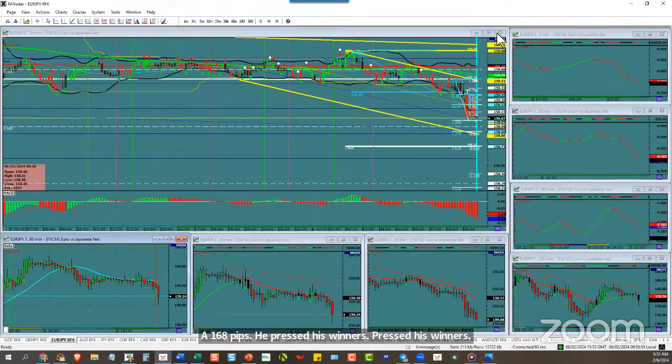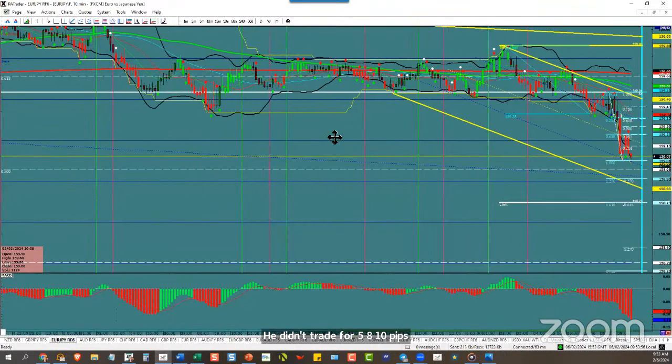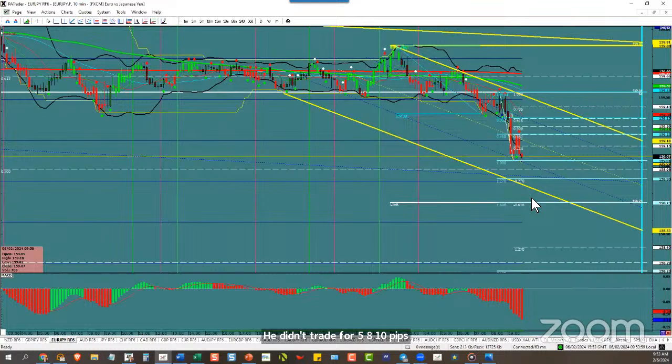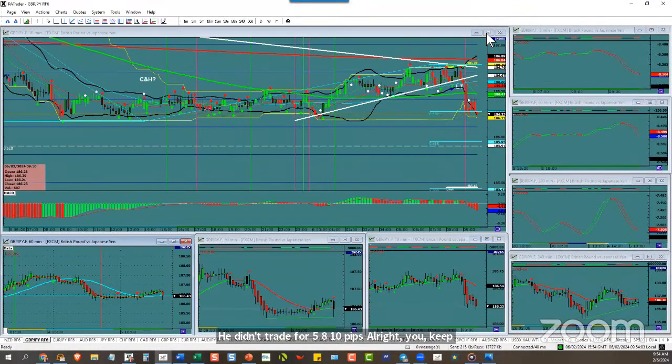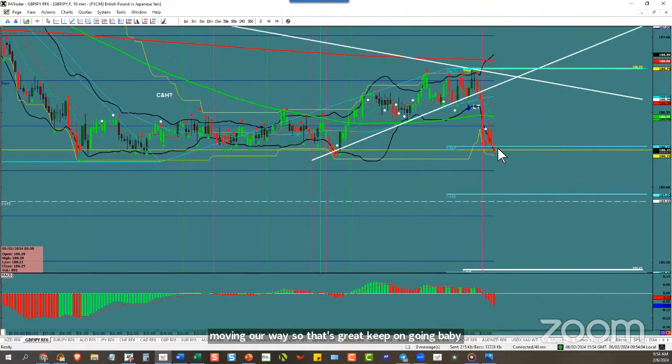All right, Pound Yen keeps moving our way, so that's great. Keep on going, baby. All right, Pound Yen still moving, pushing on through right now, as you can see right there. About to get the second trade on here pretty soon. All right, if it pushes through that support, we're in good shape. Doing pretty good right now. I'm up 44. Robin, how are you doing on the EJ?